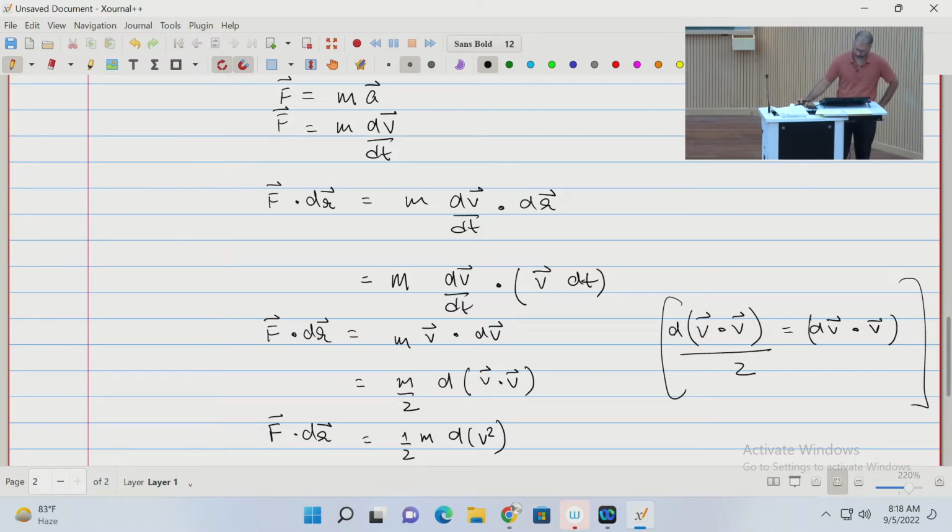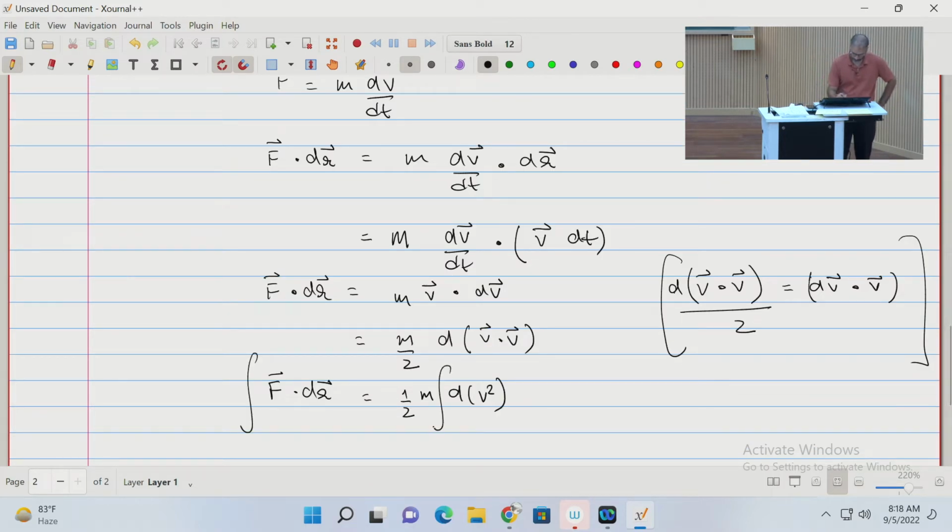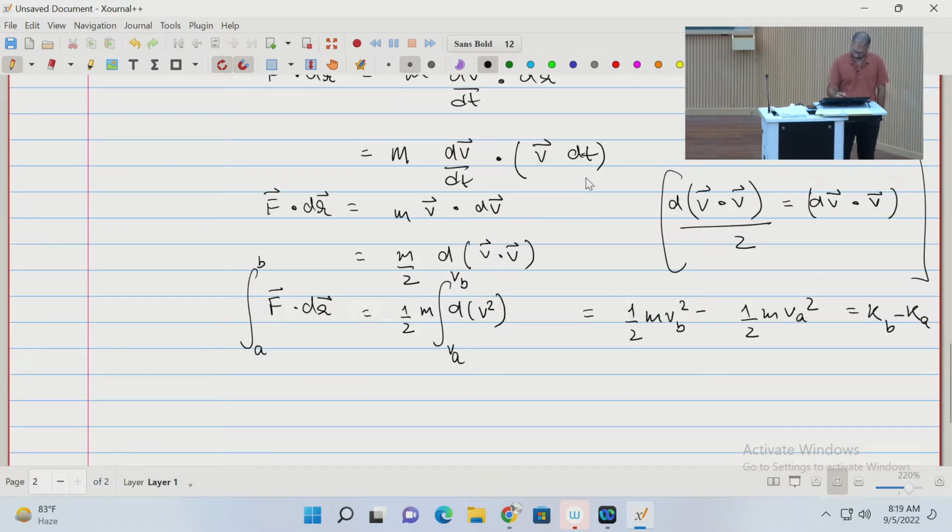So now we can integrate both sides. And we'll integrate from A to B. So we are moving in a plane or in a three-dimensional space from point A to point B along a certain path, and we will say that the velocity magnitude at point A was v subscript A and velocity magnitude at B was v subscript B. That's the work energy theorem in general 2D or 3D motion.